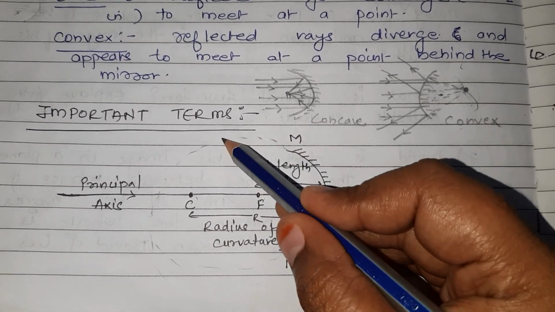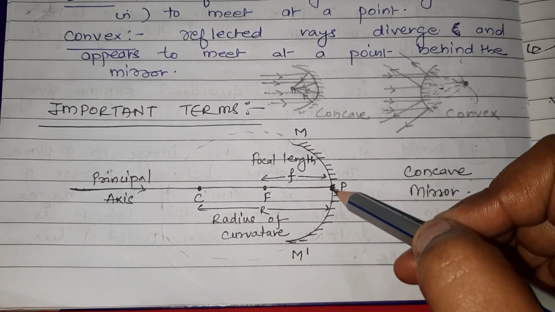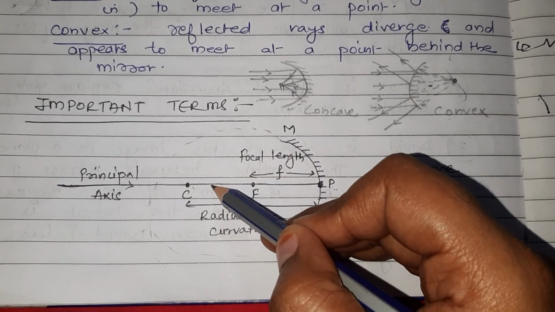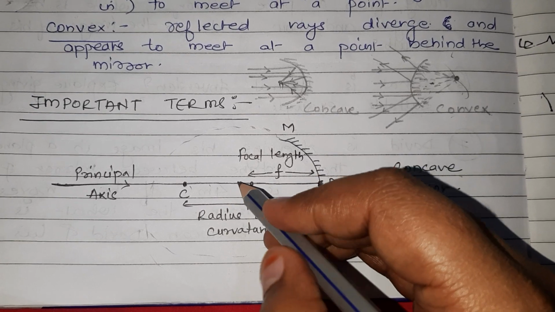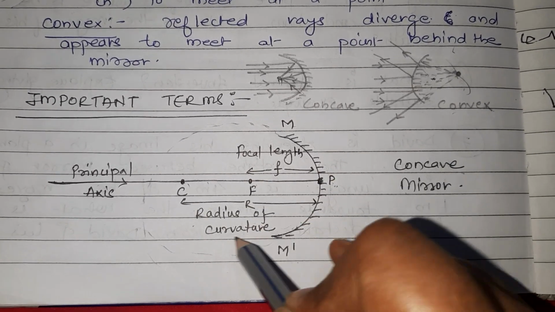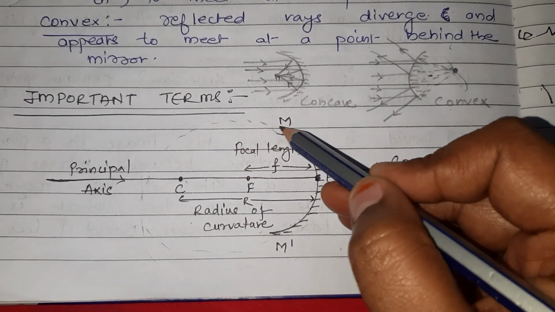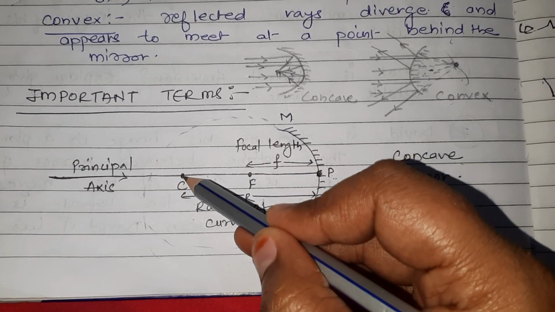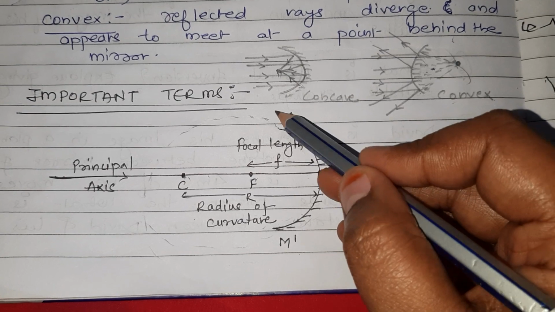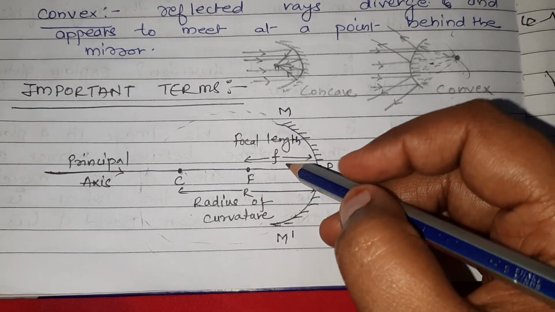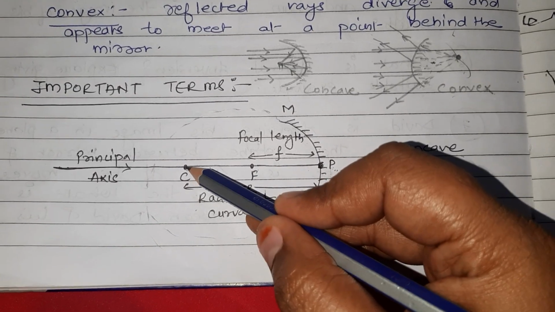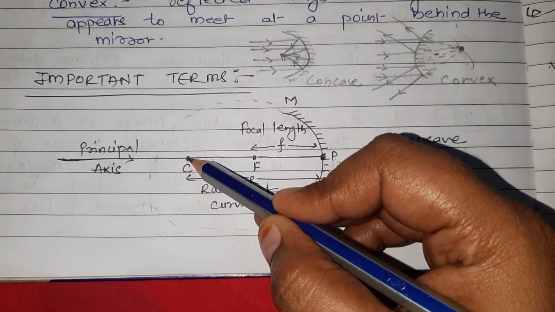Suppose if we extend this curved part, we will get a sphere, and the center of the sphere is nothing but the center of curvature. As this is curvature, we will say the center of curvature. So the center of curvature is nothing but the center of the spherical mirror reflecting surface. It is represented by C.